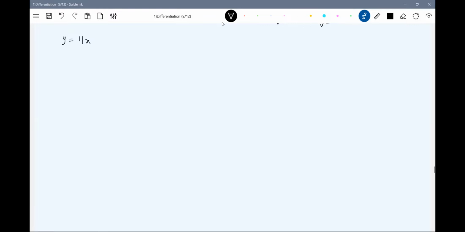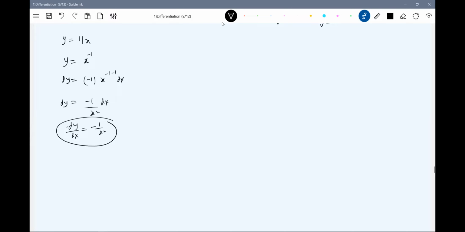equal to 1 by x. Okay, I think we have a formula. This will be dy is equal to minus 1 by x to the power of 2 dx. So this will become x squared dx. So dy by dx equal to minus of 1 by x.